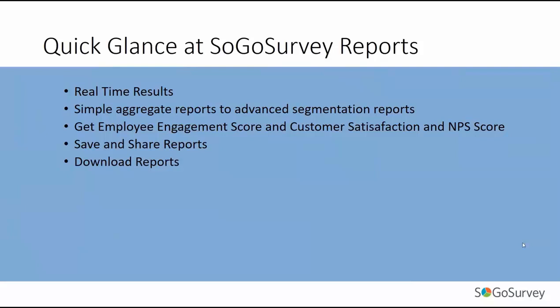And so, a quick glance at our reports. All our reports are real time, so you don't have to wait. As the responses come in, you can run reports. You can do a simple aggregate report like a bar graph or different chart and graph types, or you can go to advanced segmentation reports. If you want to do an employee engagement survey or customer satisfaction or NPS score, guess what? The system will give you the engagement score and net promoter score right there within these reports.